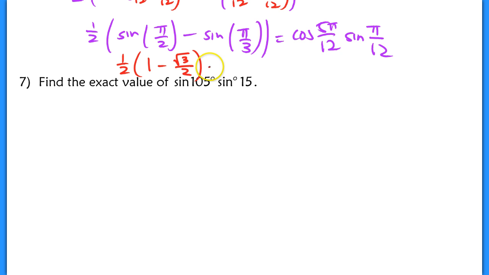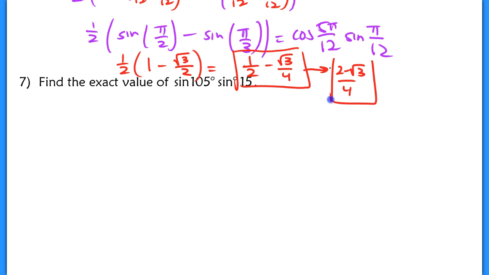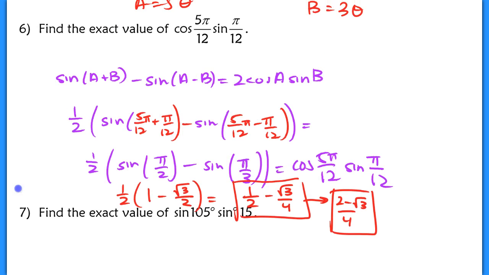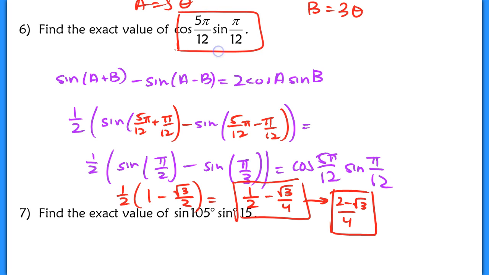If you want to simplify this a little bit more, I guess you could just distribute. So you have 1/2 minus root 3 over 4, and you don't have to combine this, but you could, I guess, a little bit further. Your book might combine these. I think it does, and makes that one fraction. So 2, that's minus root 3, sorry. So 2 minus root 3 over 4 would be that exact value for this product here.